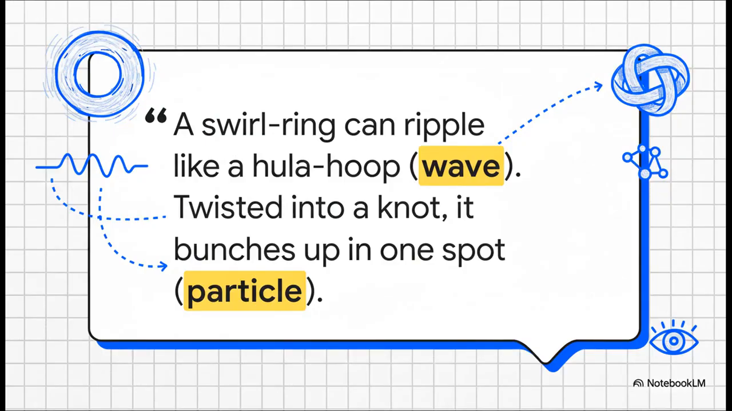This quote right here, from the paper summary, gives us that perfect mental image. Just think of the wave-like electron as a relaxed, spinning hula hoop. It's spread out, it's floppy, it can ripple. Now imagine twisting that hula hoop up into a tight, compact knot. All of its energy is now concentrated in one tiny spot, and just like that, it's become a particle.